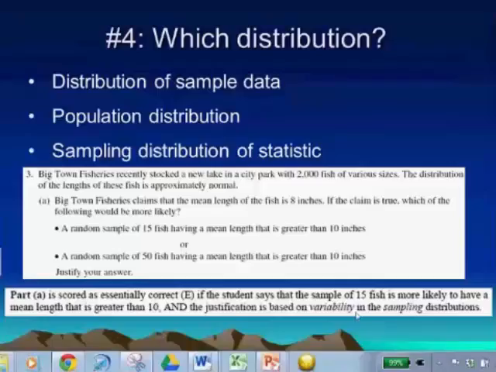So you can see the justification in this problem has to be based on the variability in the sampling distribution of X bar. So all the elements are shown really nicely in this question, and I would say that on each year's exam, you're going to find at least one question like that.